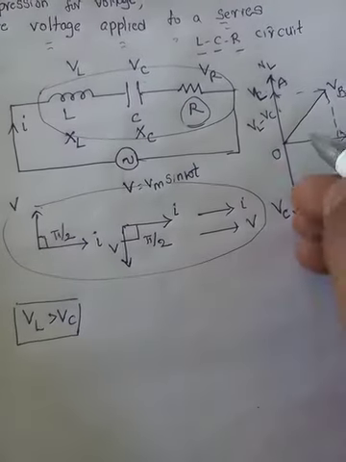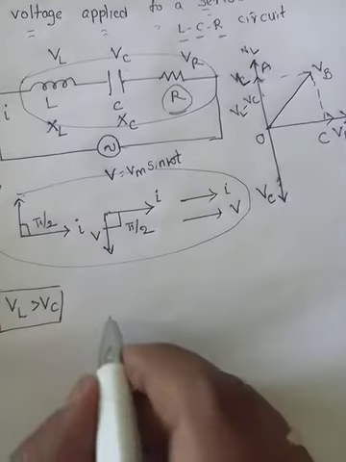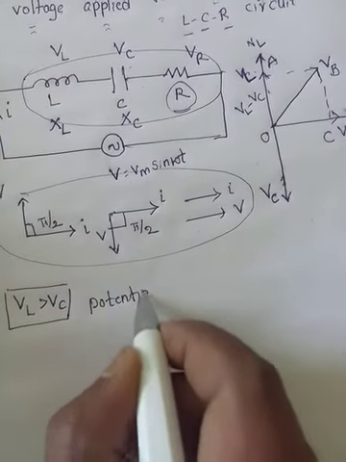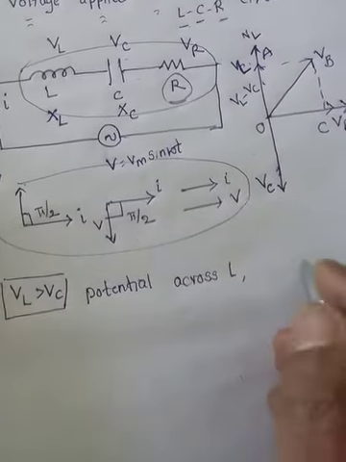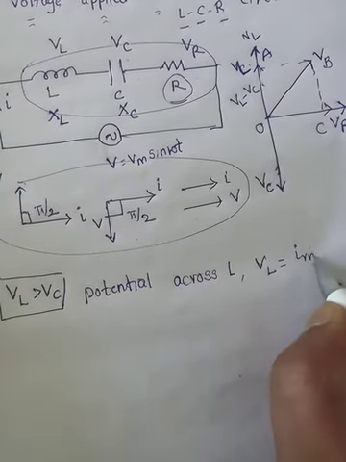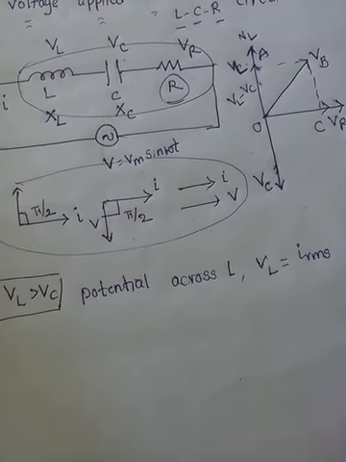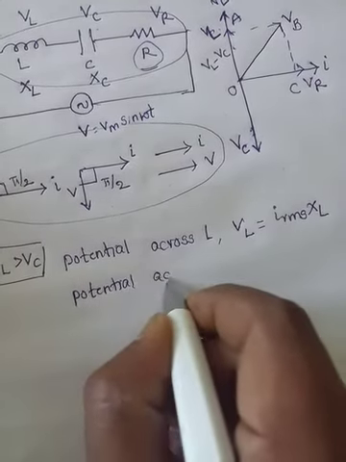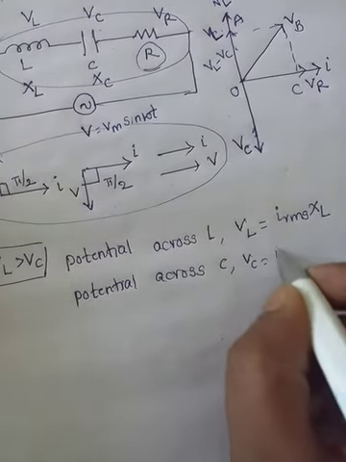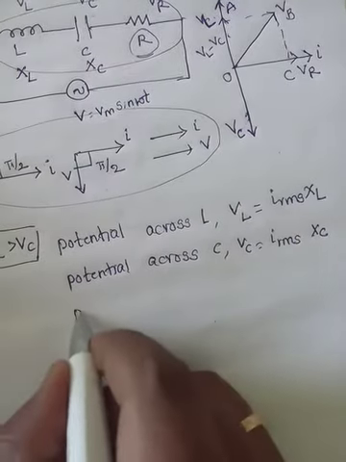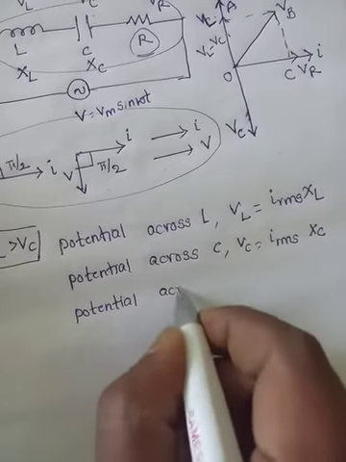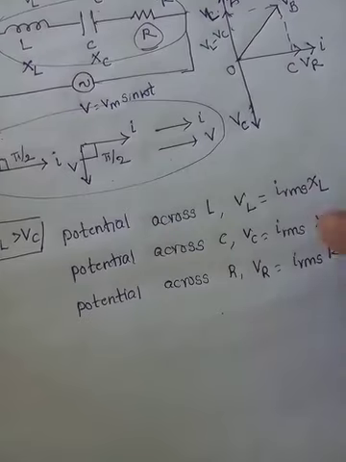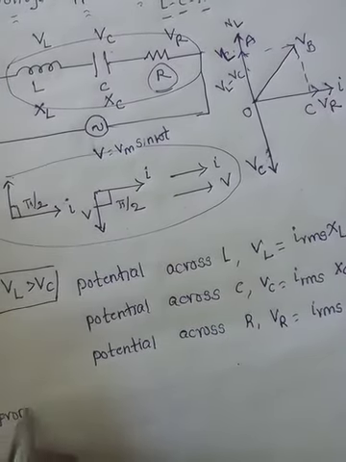Now first, the resultant voltage. I want to calculate the resultant voltage, this is OB. First, the potential across inductor L: VL is equal to IRMS into XL. Similarly, the potential across C, VC is equal to IRMS into XC. Then the potential across R, nothing but resistance, VR is equal to IRMS into R. We got VL, VC and VR from the phase diagram.